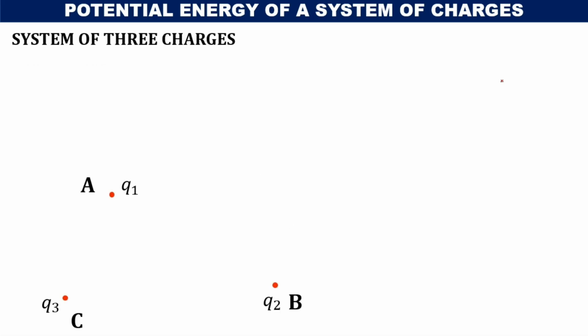Now we are going to consider the system of three charges. There are three charges Q1, Q2 and Q3 which are placed at position A, B and C respectively.